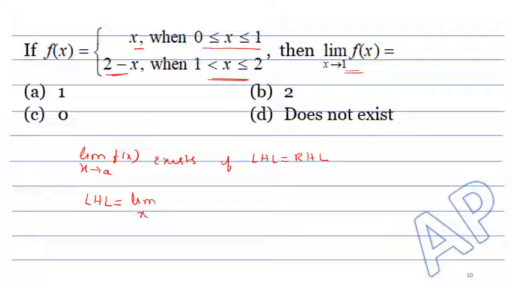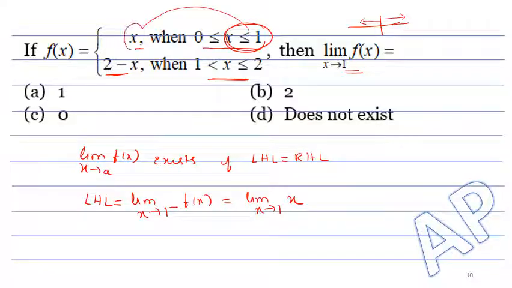So let me consider both here. The left hand limit is equal to the limit as x tends to 1 minus of f of x, which is nothing but the limit as x tends to 1 of x here, because for x less than 1, left hand limit means the value of the function left to 1 and right hand limit means the value of the function right to 1. So for x less than 1, I have x here, so I will write x. When you apply the limit, you will get 1.